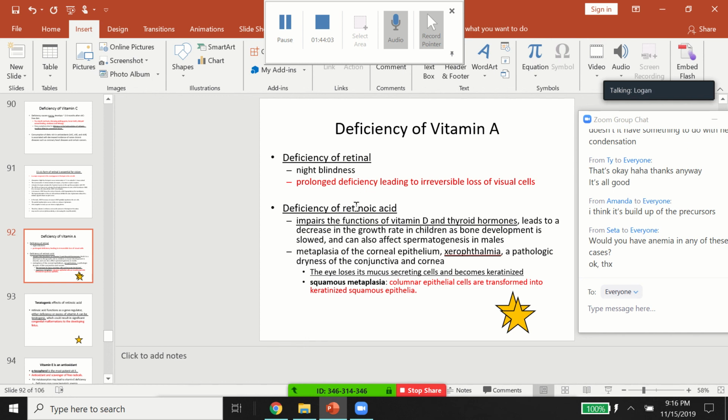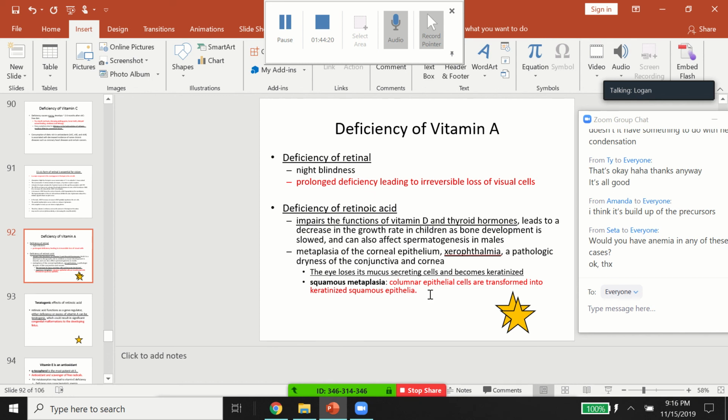Also, if you have deficiency of retinoic acid, which comes from vitamin A, both of these are actually there. Vitamin A is basically a precursor for retinol and retinoic acid. So that's why you have two different deficiencies listed here, but it goes a little bit more into detail here.